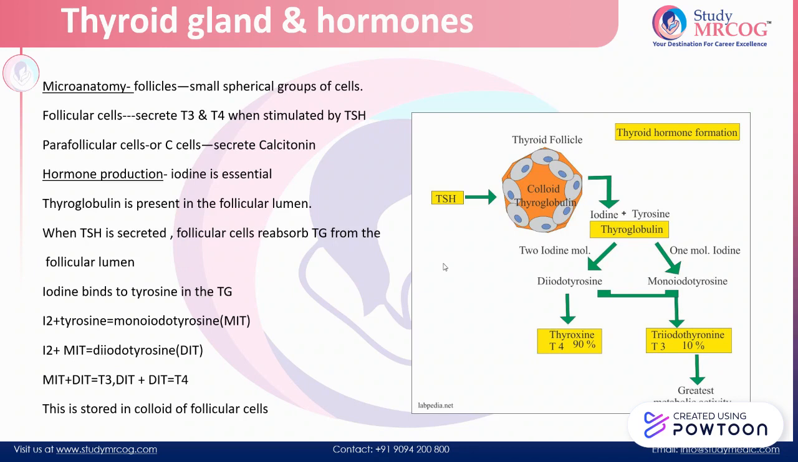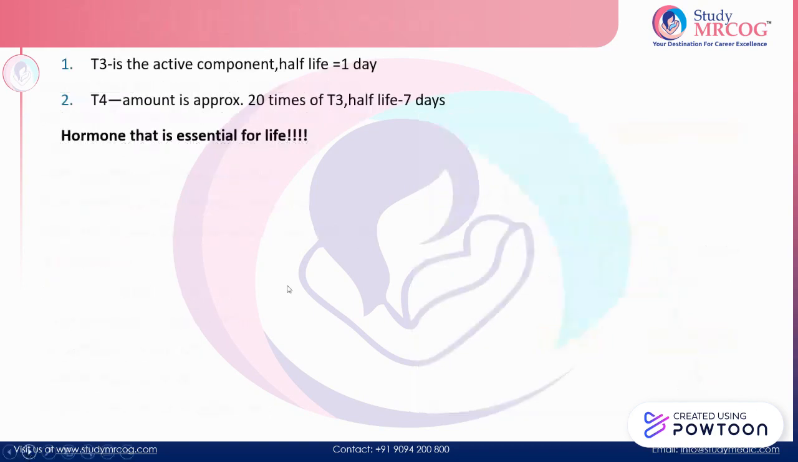When this is stimulated by TSH, they absorb iodine, and this iodine binds to the tyrosine and it forms monoiodotyrosine and diiodotyrosine. Now, this is stored in the colloid of the follicular cells. T3, that is diiodotyrosine, is the active component. It has a half life of 1 day, and T4, or thyroxine as we call it, is about 20 times of T3 in the circulation, and the half life is about 7 days.